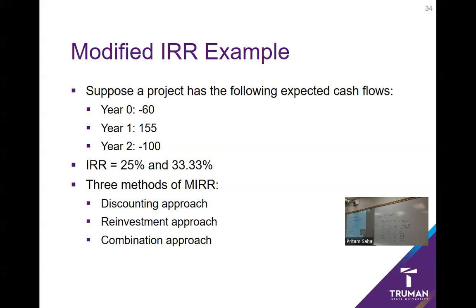How much did you get for the new IRR? Yeah, 19.87. Okay. 19.87. Do you all get the same number?